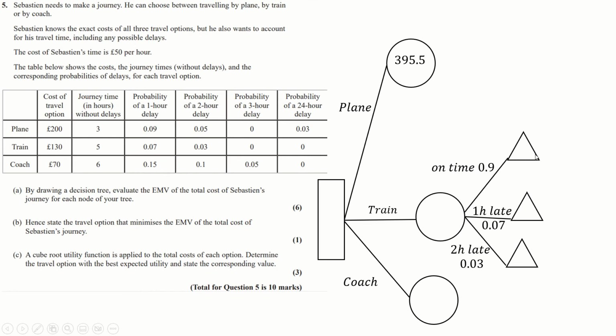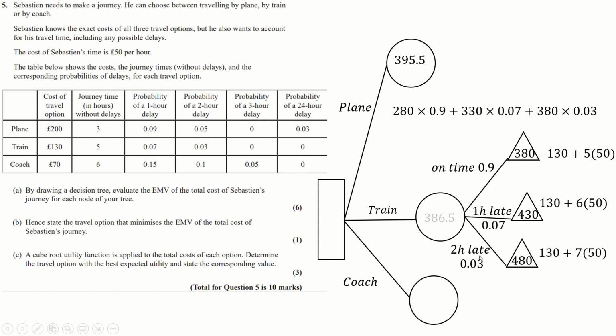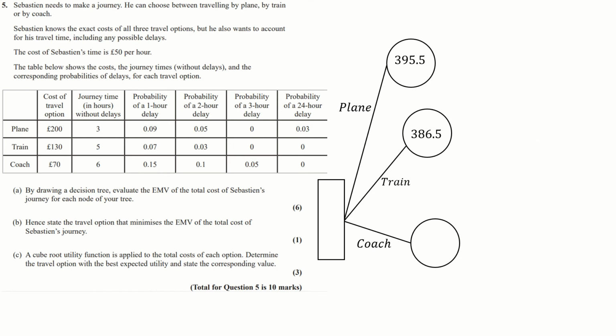So train is 130, takes 5 hours. That would be 5 times 50 plus 130, which is this. And then this will be 6 hours times 50 plus 130, and this will be 7 hours times 150 plus 130. And then again, it's just this times this plus this times this plus this times this, which is that. And now, again, get rid of that because of that space.